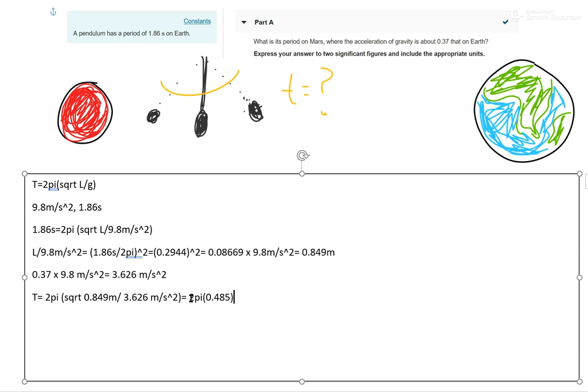And now if we just multiply all this together, we get 3.05. And the question wants us to round to two significant figures. So our time will be 3.1 seconds. So the pendulum period on Mars is 3.1 seconds.